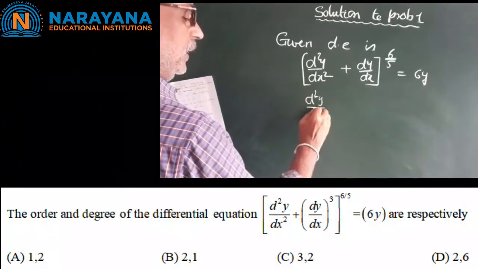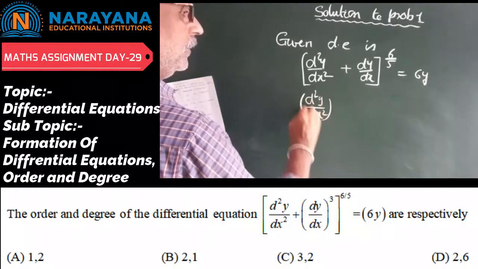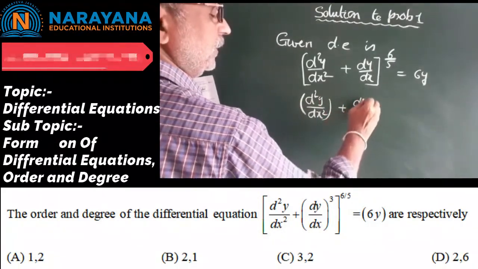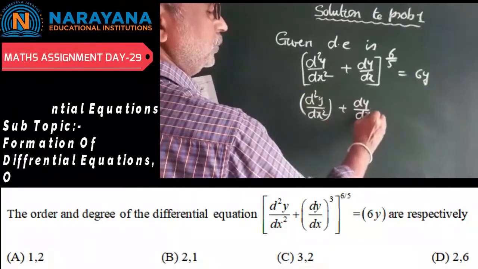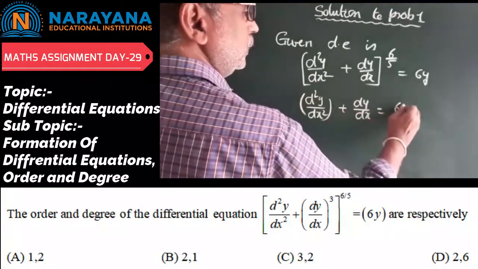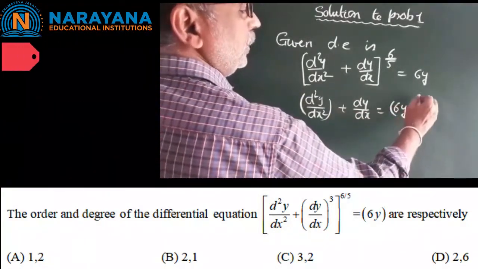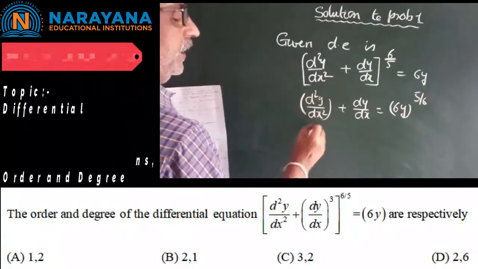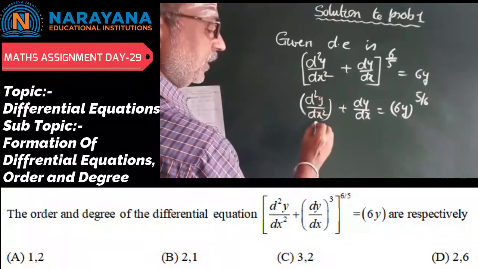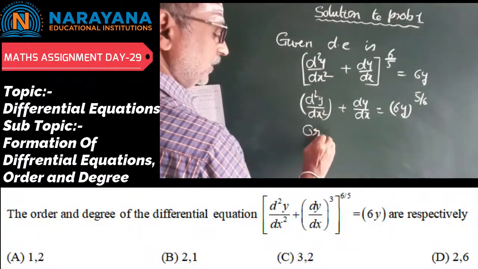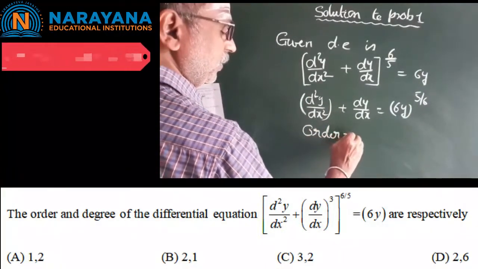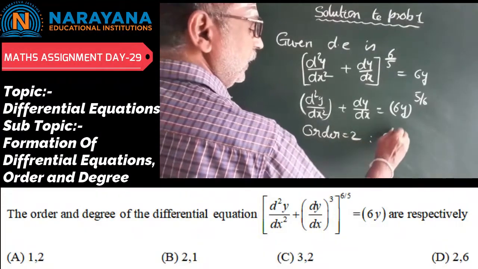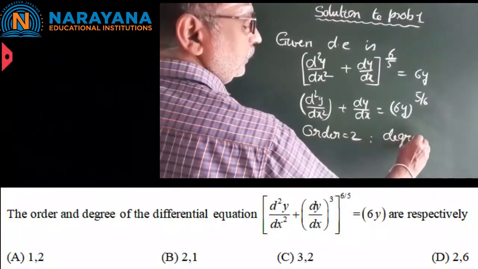d square y by dx square plus dy by dx equal to 6y to the power of 5 by 6. This is second order derivative. The power of this is 1. So you can say that order equal to 2 and degree equal to 1.